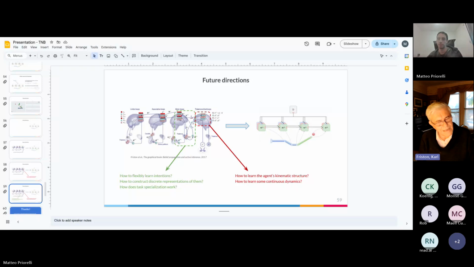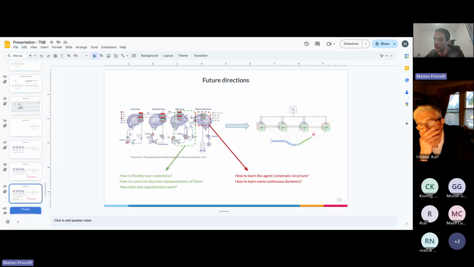Do you do any learning? Does your Python implementation allow for parameter learning? No, I didn't. Yeah, no. With these models, I didn't.